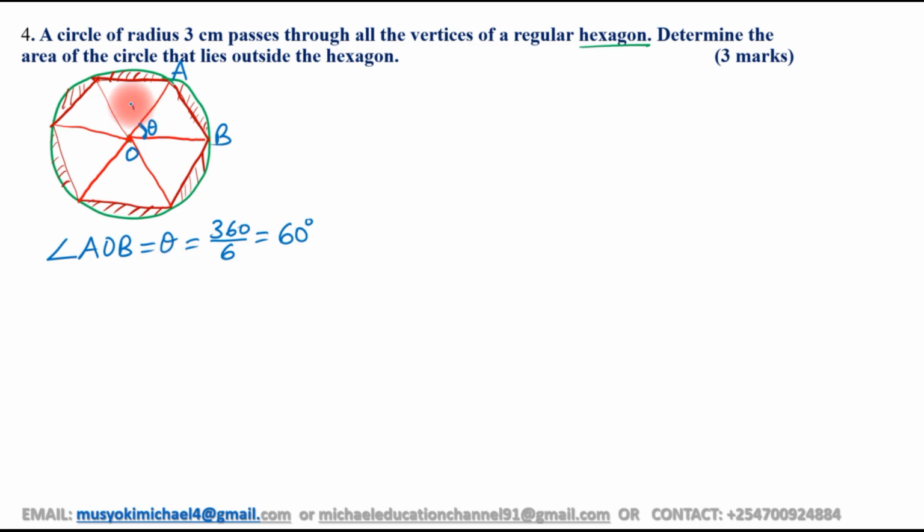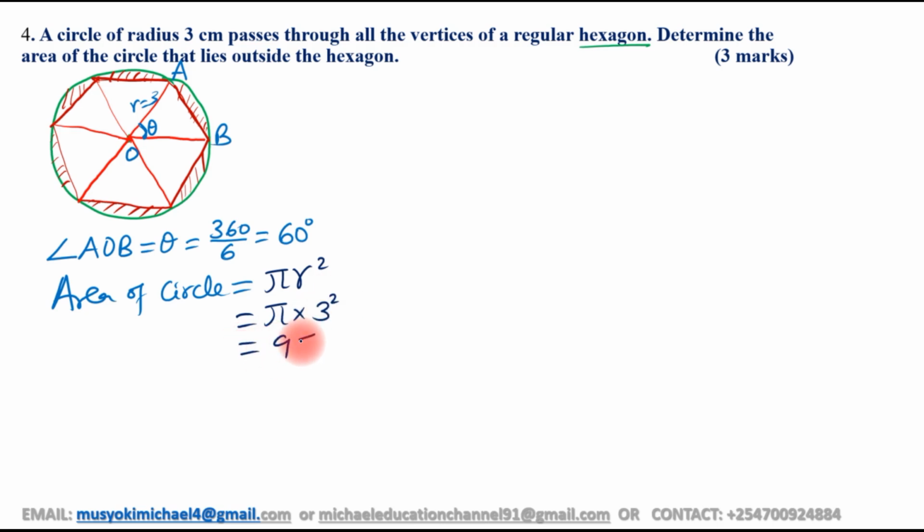And here the radius is 3. Therefore, area of circle will be pi r squared, and I will just give it in terms of pi. Therefore this will be pi times 3 squared, that is 9 pi centimeters squared. Then I also find the area of the hexagon.